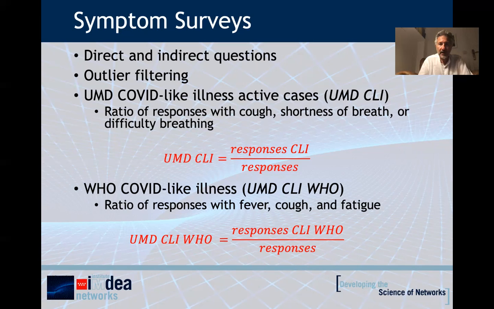From those, the first approach is to use direct questions, in particular the questions about symptoms, and select the responses that have a certain collection of symptoms and divide that number by the total number of responses, obtaining two different estimates that use two different combinations of symptoms.